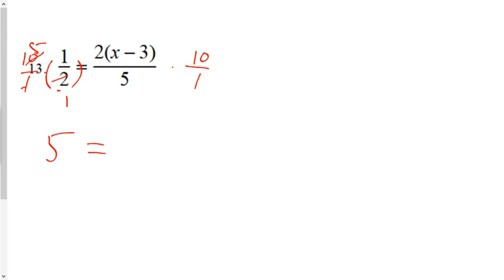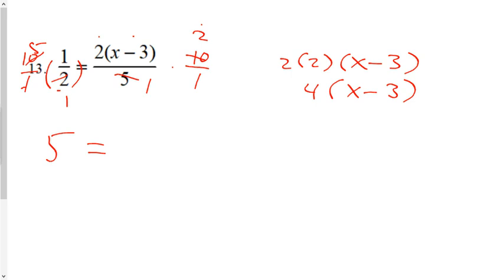When you cross reduce this, here's where it gets confusing for people. This is 2 times 2 times x minus 3. In truth, 2 times 2 times x minus 3 is the same thing as 4 times x minus 3, which is the same thing as 4x minus 12 when you expand. So it's important that even though you cross-reduce, you still have a 2 and a 2 and an x minus 3, and multiplying them together, you'll have 4x minus 12.